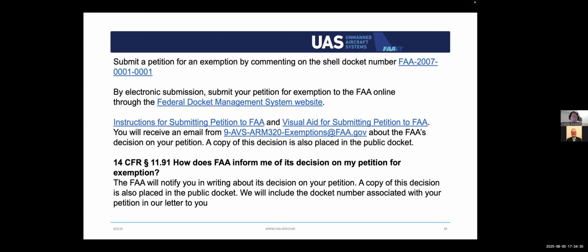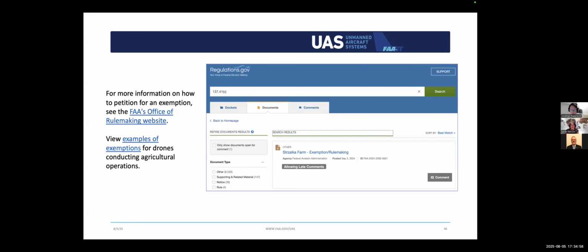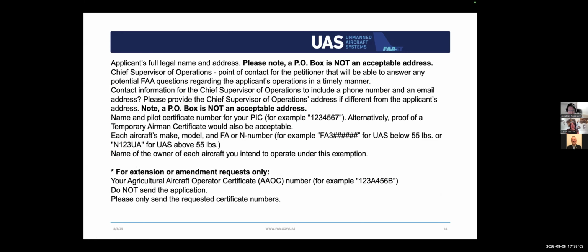So this is your link for regulations.gov, and you can look at examples of exemptions on there. Okay, so some basic information here. If you don't include all the information, you'll receive a request for information by email. It will slow down the process significantly if you have to keep doing that. So try and fill it out perfectly from the get-go.